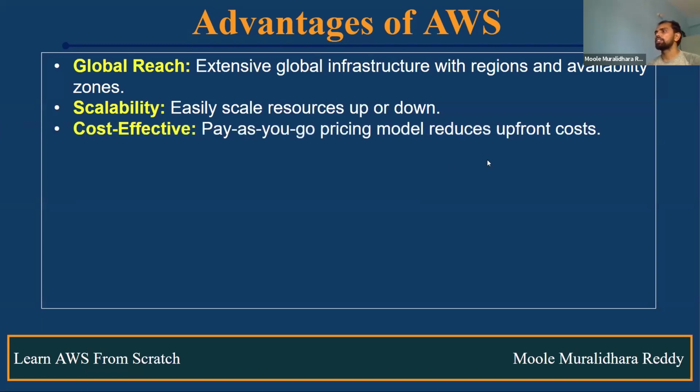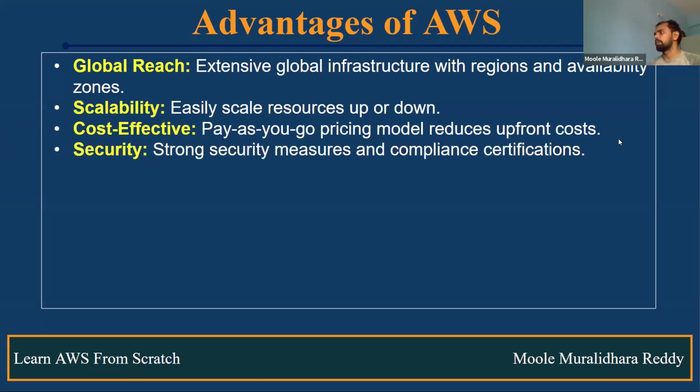The next is cost effectiveness, a pay-as-you-go model. It means whatever you use, you pay specifically for that. For example, you have created one EC2 instance and you use it only for 1 hour. It means you have to pay only 1 hour of charges. You don't need to pay an upfront cost. Understand that? It reduces the upfront cost.